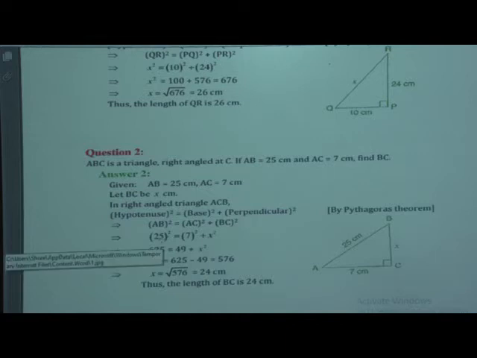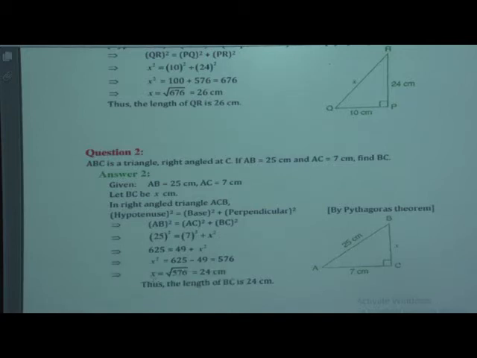We will find the square of 25. If you don't know, we have to multiply 25 by 25, but most of the students know the square of 25. It is 625, is equal to 7 square, which is 49, plus x square. Now you can solve this equation very easily by taking the variable to the left hand side. So x square is equal to 625 minus 49, which is 576.